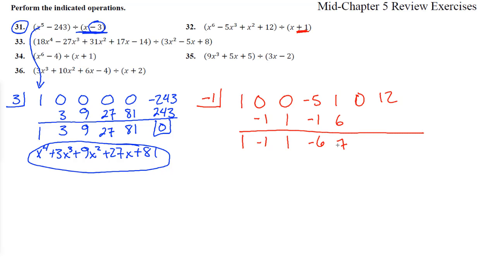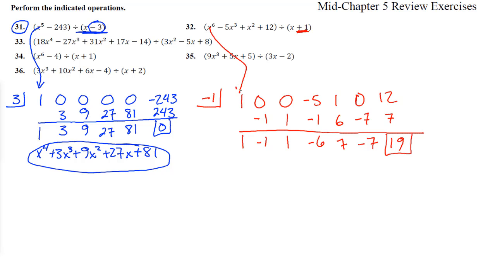Negative 1 times 7 is a negative 7. 0 plus negative 7 is negative 7. Negative 1 times negative 7 is a positive 7. And 12 plus 7 is 19. And this is the remainder.